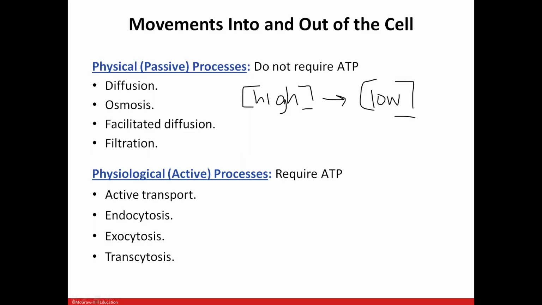There are things that are going to want to travel from an area where there's really high concentration to an area that's not so high. And the reason ultimately is to have it be equal. Now, in the cell, we don't allow things to be equal, but this is the process that it would take. And to make this happen, it doesn't require any additional energy. When we hear the term ATP, think energy.